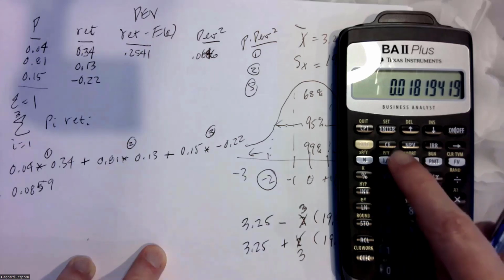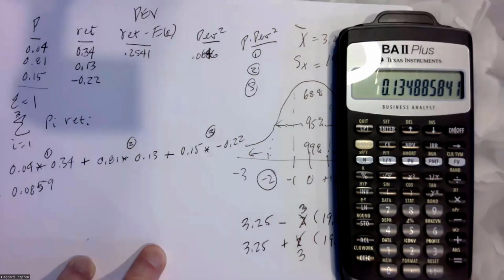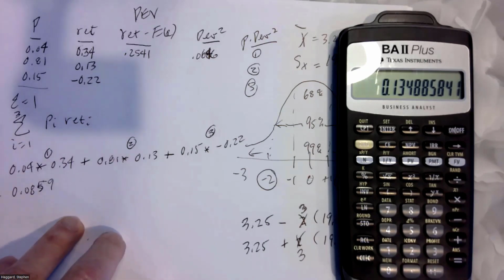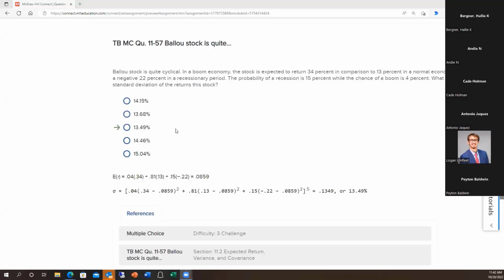Take the square root. Yep. Take the square root and it gives me 0.134888, which is 13.49%. And when we go back to our problem, we can see that that is the correct answer. Does that work for everybody? Anybody have questions about that?